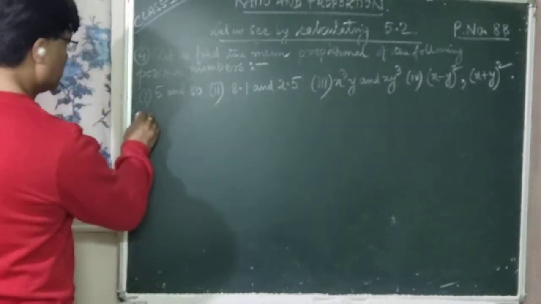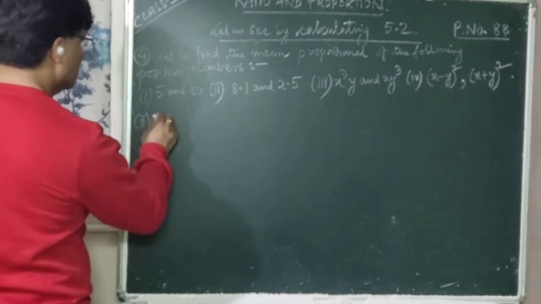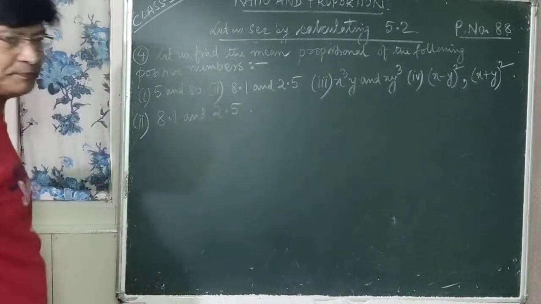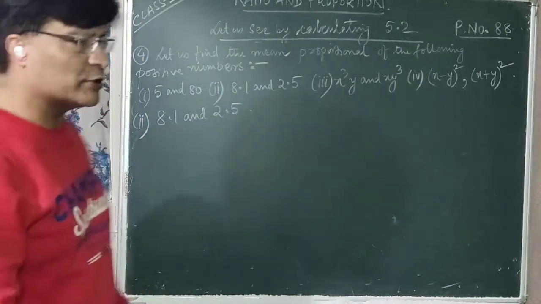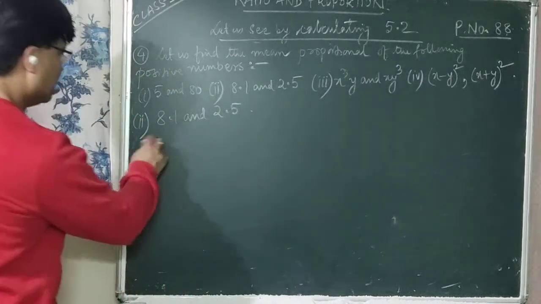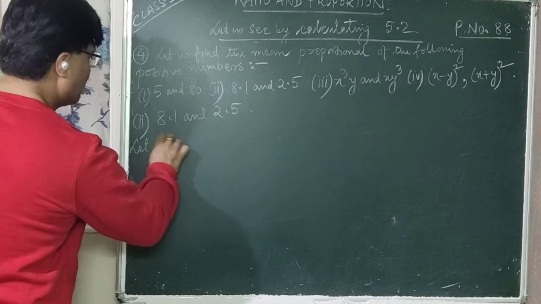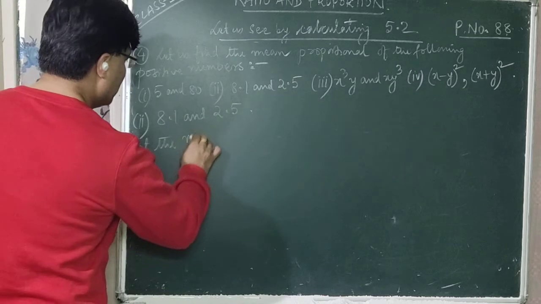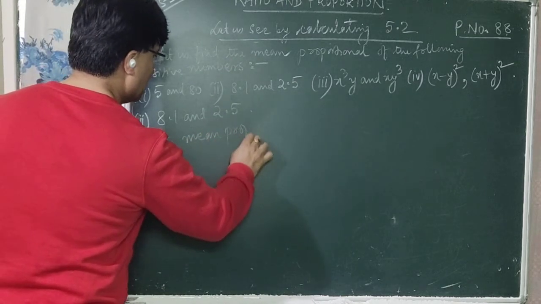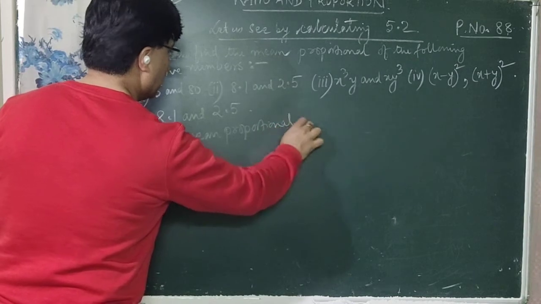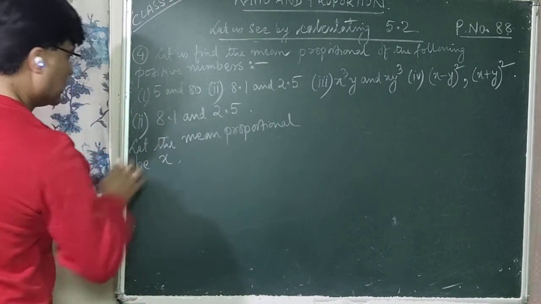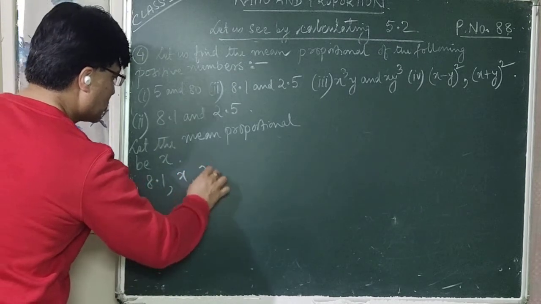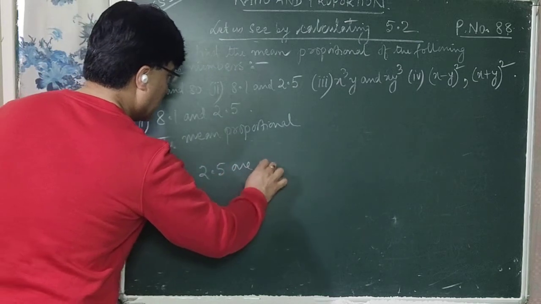So let's do question number 2 here also. So 8.1 and 2.5, right? So let us find out the mean proportional of 8.1 and 2.5. So let the middle one be the number you have to find. Let the mean proportional be x, right? So therefore 8.1, x, 2.5 are in proportion.